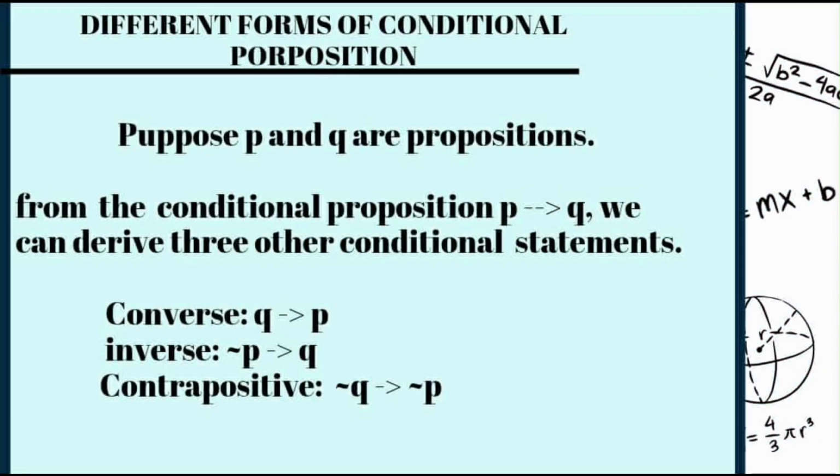Different forms of conditional propositions. Suppose P and Q are propositions. From the conditional proposition P then Q, we can derive three other conditional statements. What are those? Converse: Q then P. Inverse: not P then not Q. Contrapositive: not Q then not P.